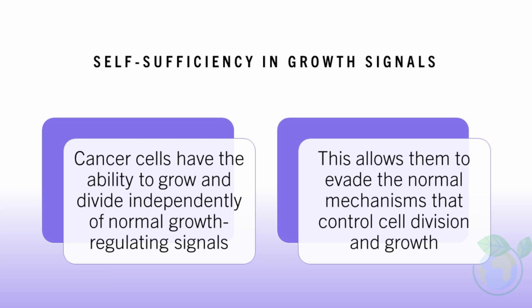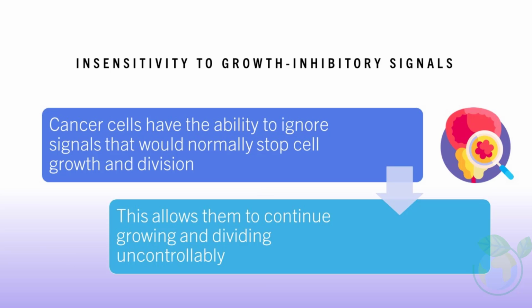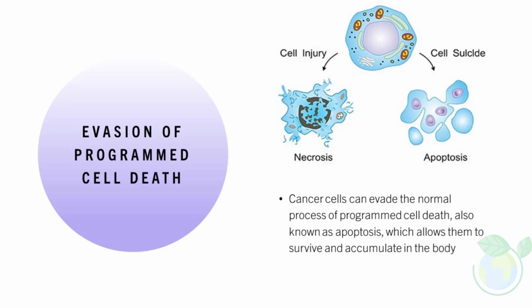Self-sufficiency in growth signals. Cancer cells have the ability to grow and divide independently of normal growth-regulating signals. This allows them to evade the normal mechanisms that control cell division and growth. Insensitivity to growth inhibitory signals. Cancer cells also have the ability to ignore signals that would normally stop cell growth and division. This allows them to continue growing and dividing uncontrollably.